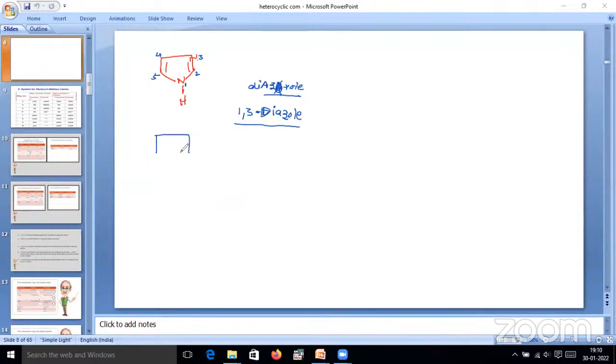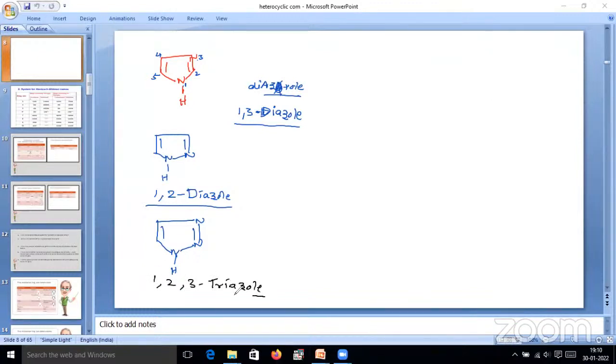Suppose this is the molecule. How can you write for this? 1,2-diazole. Shabash beta, shabash. 1,2 hyphen di, first letter is capital, azole. 1,2-diazole. Suppose I can mention like this: 1,2,3-triazole. Right, the first letter is capital. Triazole. Okay, shabash beta.